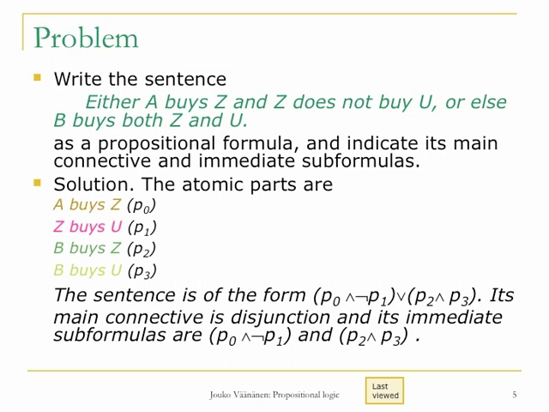Here we have used "either, or else, both" in natural language to indicate where the parentheses should go, because the mere "A buys Z and Z does not buy U, or B buys Z and B buys U" would be ambiguous, or at least could be ambiguous.